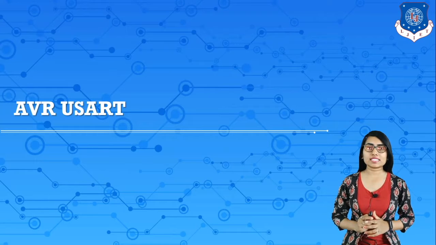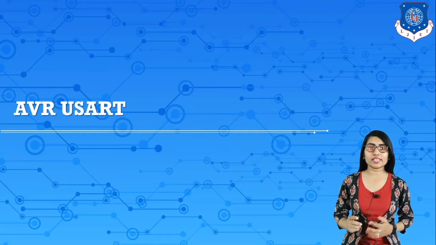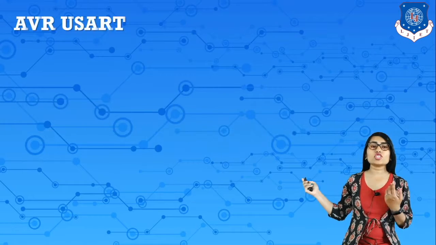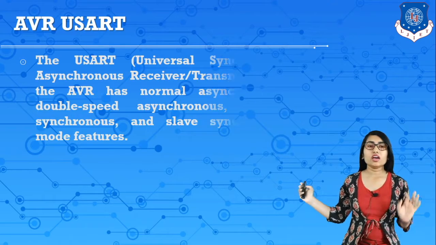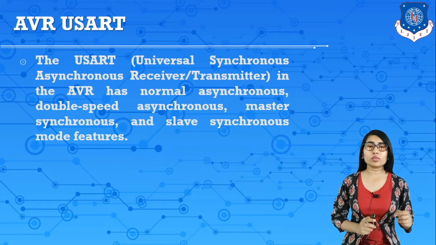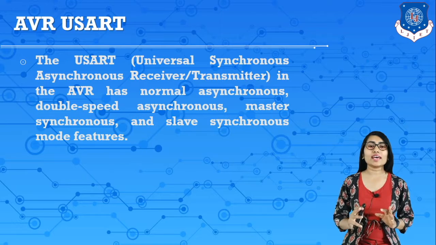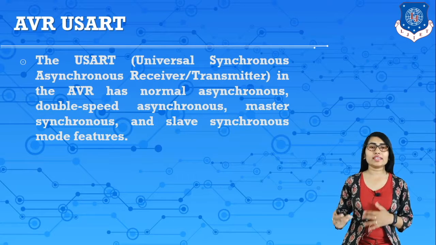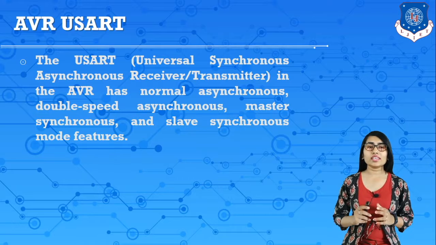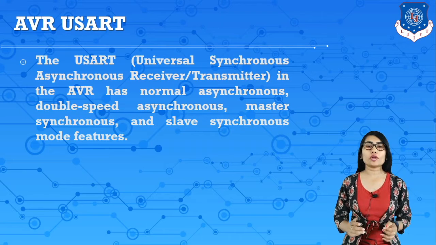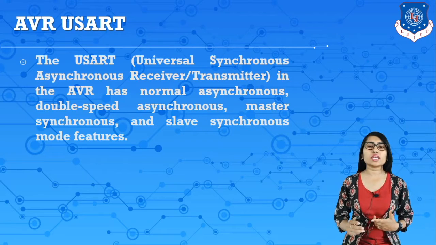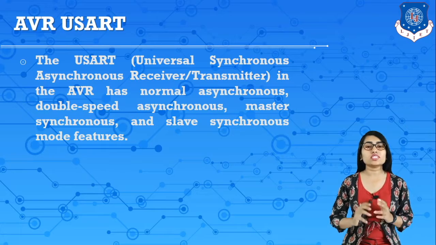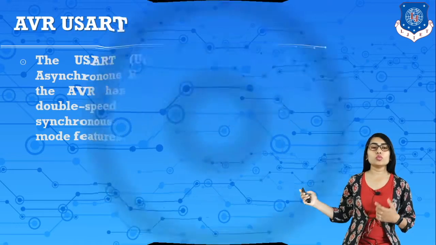Today we will discuss AVR USART. So let's discuss what is USART. USART means Universal Synchronous Asynchronous Receiver Transmitter. In AVR there is an inbuilt USART IC. The USART in AVR has normal asynchronous, double speed asynchronous, master synchronous and slave synchronous mode features.